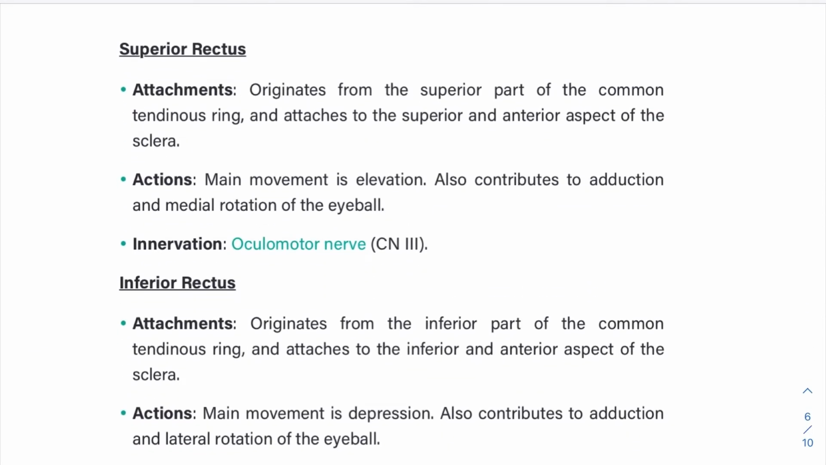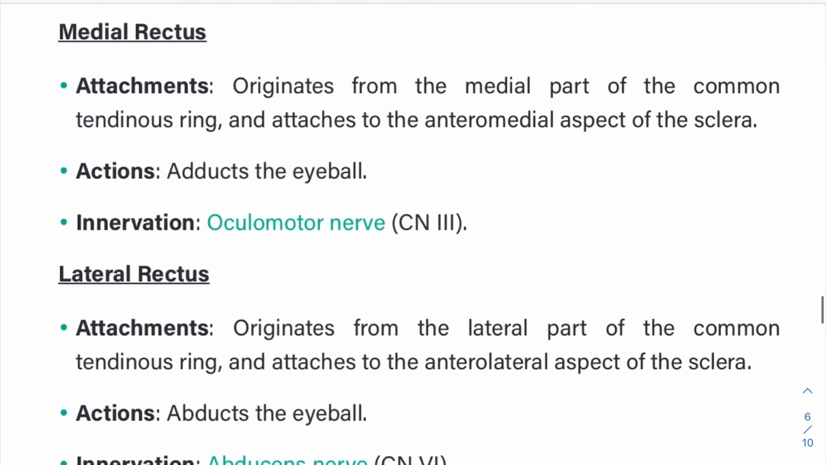Then the superior rectus. All the recti originate from the common tendinous ring. The superior rectus originates from the common tendinous ring. Inferior rectus originates from the common tendinous ring. And the action: superior rectus main action is elevation and inferior rectus is depression. It is supplied by the oculomotor nerve. It is also supplied by the oculomotor nerve. Then medial rectus. It goes medially, so it is present medially, and the action is adduction of the eyeball.